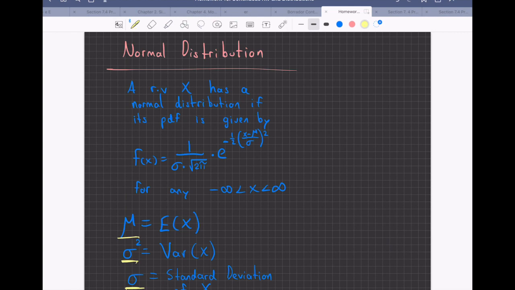What else? Since this is a very important distribution, I want to talk about many properties. First, graphically, if you do the graph for this function, the normal distribution has this form. It's like a bell.